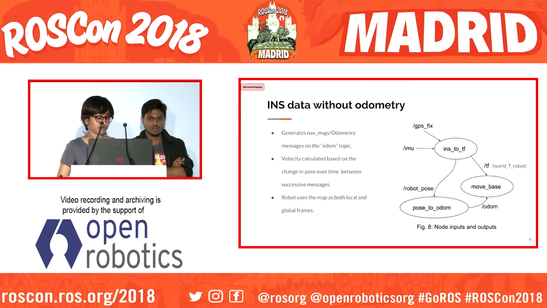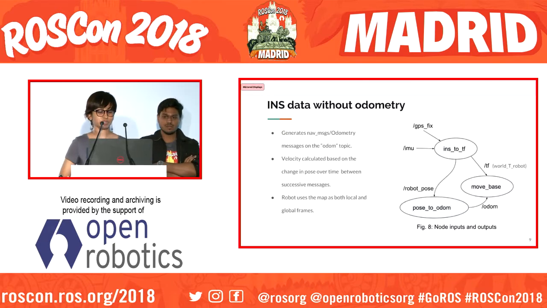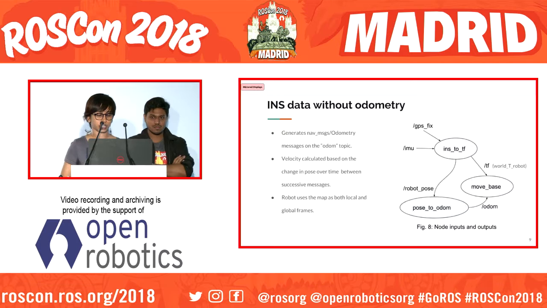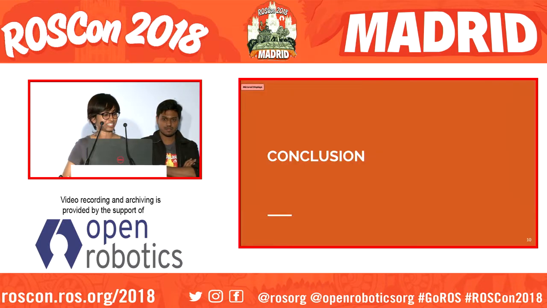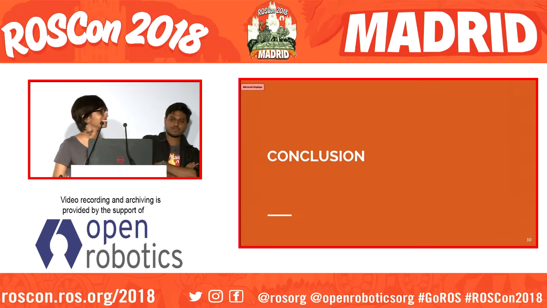Okay, if we have no odometry, the robot pose information is used to generate velocity information, which is fed via odom to MoveBase. This velocity is calculated based on change in pose over time, and we use the map frame as both local and global frames. I'll now hand it over to Shivan, who will conclude our presentation.